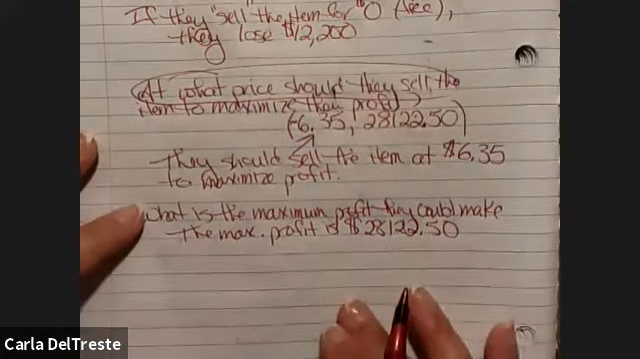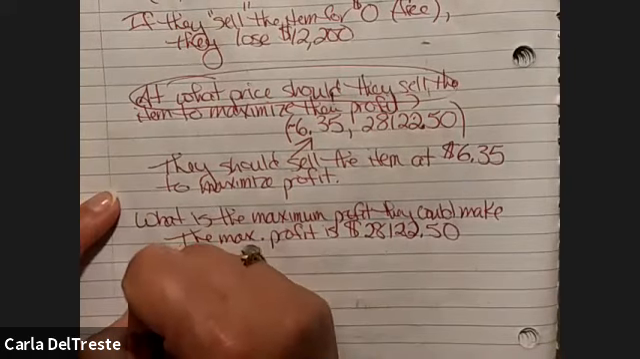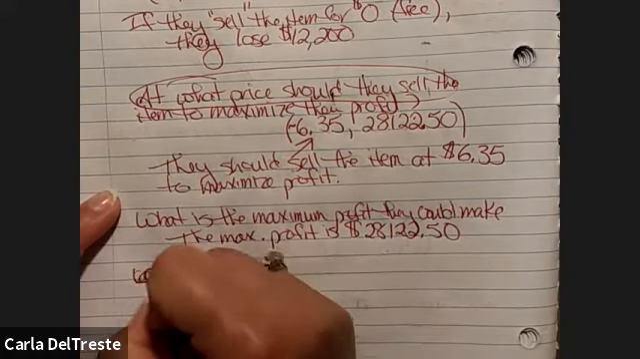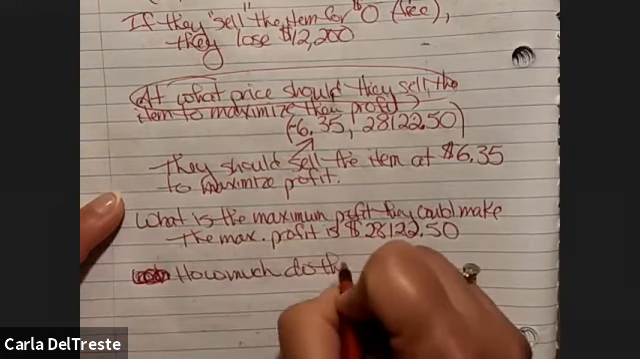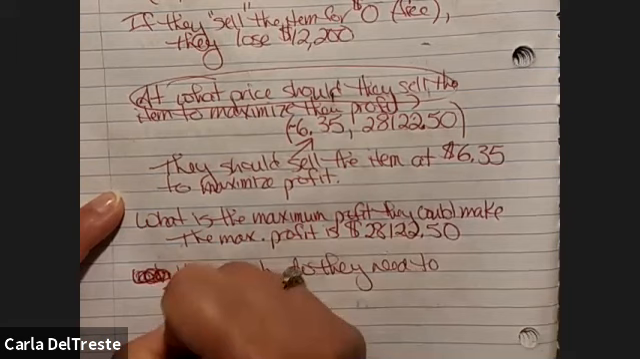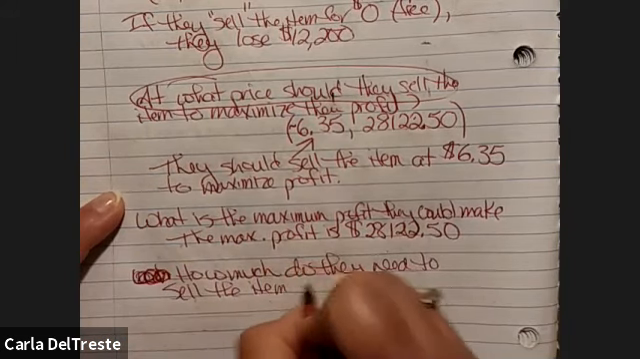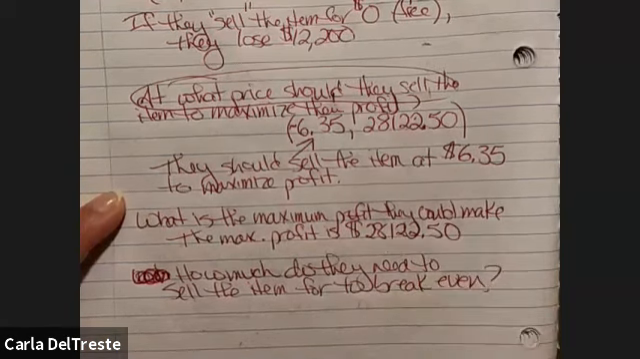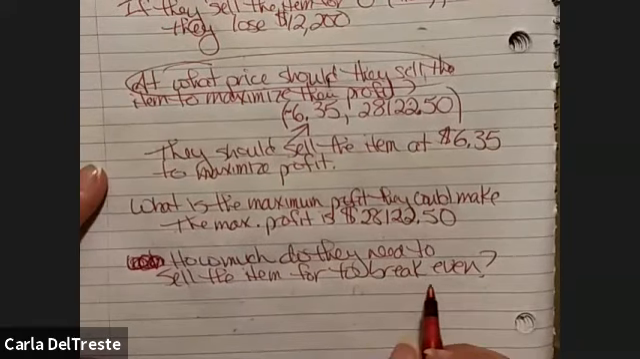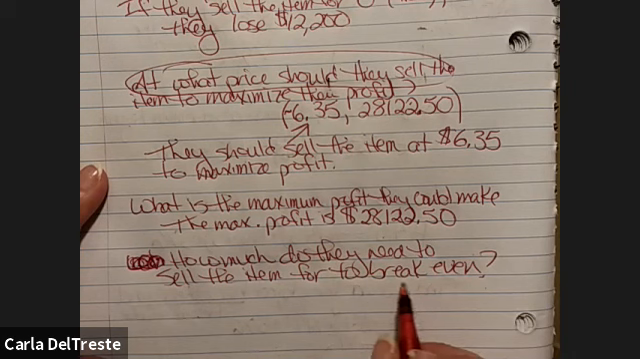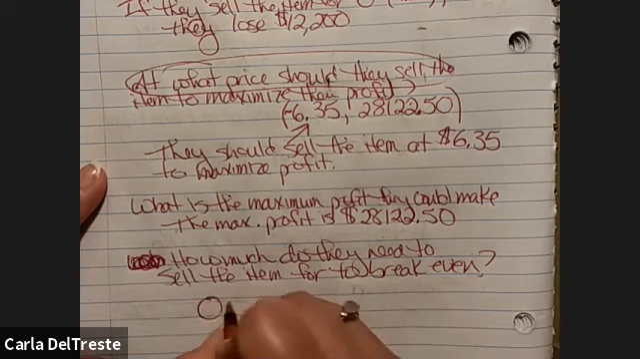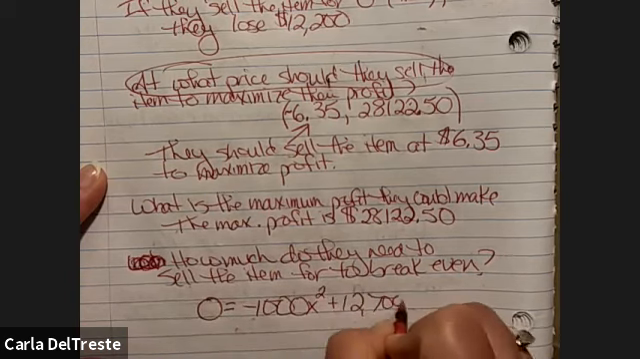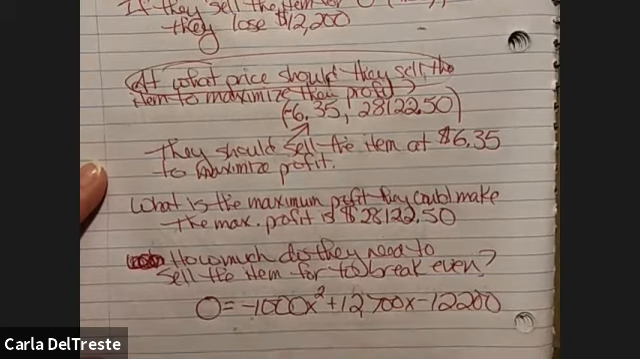And the last question would be something like, when or how much do they need to sell the item for to break even? Breaking even is a business term. That means you haven't made a profit, so we're talking about a 0 profit. That means I want to solve 0 equals negative 1,000x squared plus 12,700x minus 12,200.